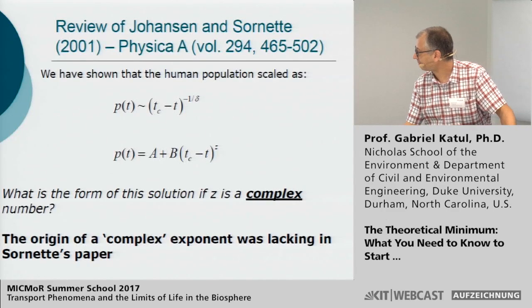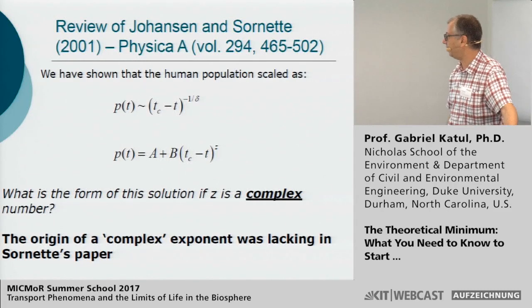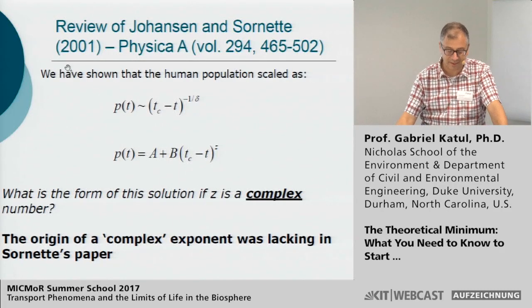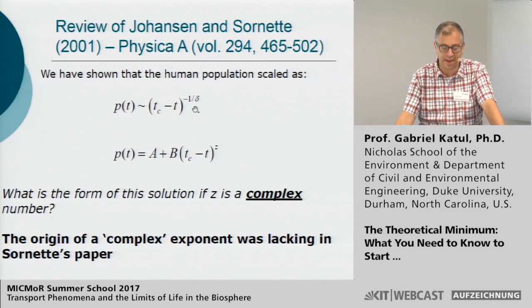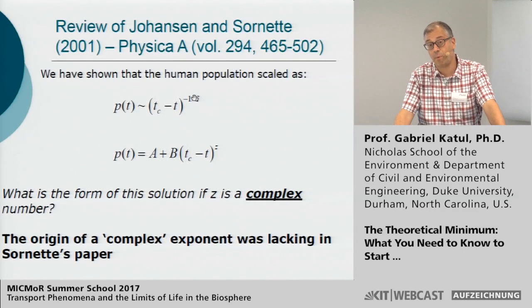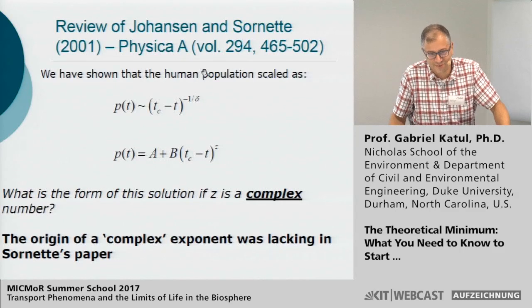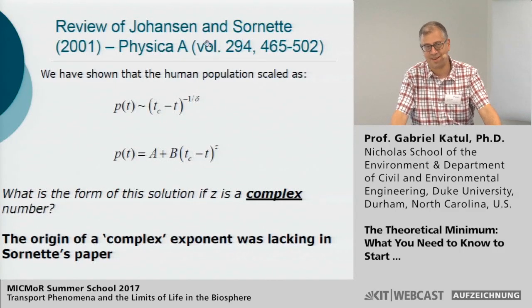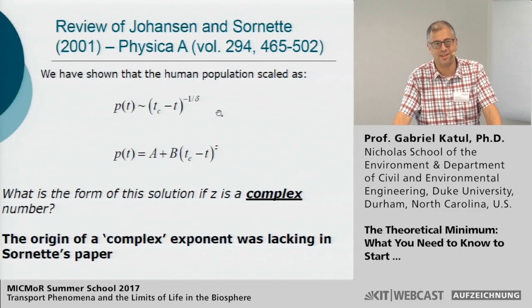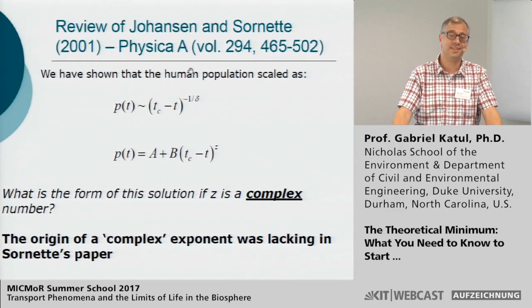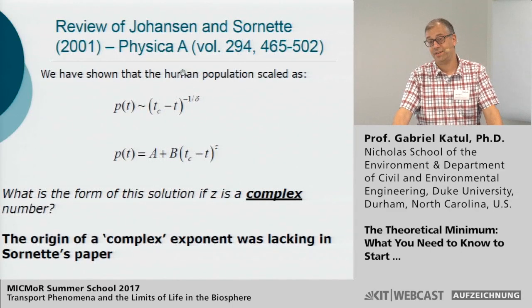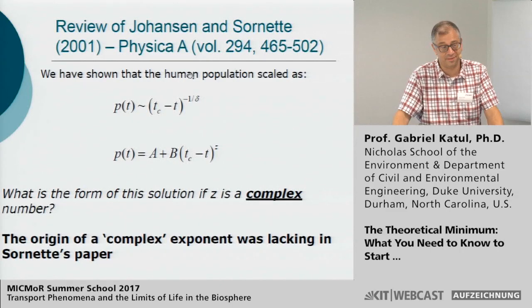Okay. So the idea that Sornette did is as follows. He said, let's take the population, and that seems to scale as a power law with the critical time minus t raised to some exponent. Then he asked, what happens if this exponent is complex, meaning it has a real part and an imaginary part? Now, this did not come just out of the blue. He knew what he was looking for, and I will tell you why he knew what he was looking for. But let's proceed with the idea that maybe a complex exponent is a more general description than just assuming the exponent is real.